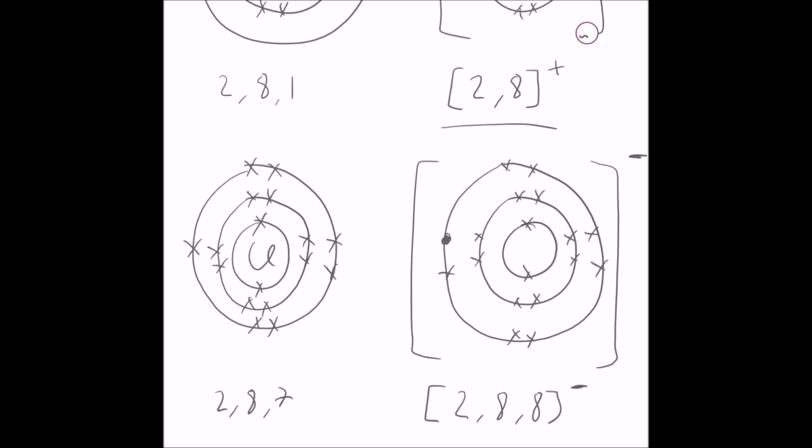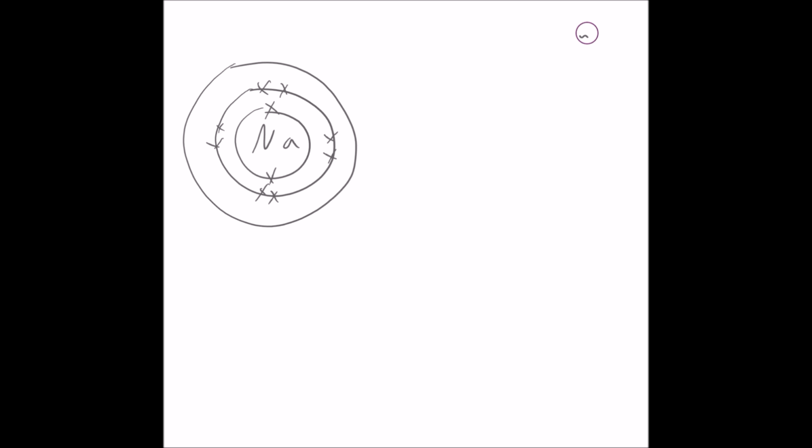Okay, now let's look at how ionic compounds are formed. And the best example is between sodium and chlorine. So if we draw sodium again, and here is its outermost electron. Now we will lose this electron to chlorine this time. That's where the electron is going.